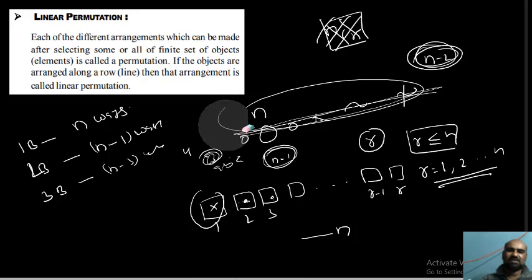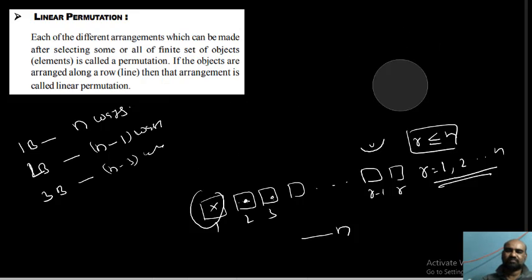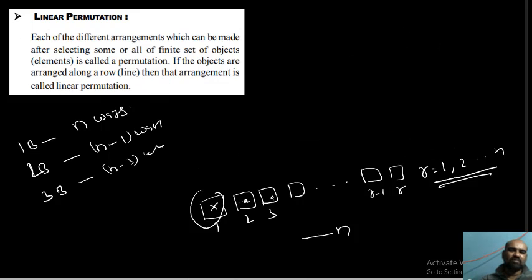Okay, students, listen. First blank: n ways. Second blank: n minus 1 ways. Third blank: n minus 2 ways. Fourth blank: n minus 3 ways. And so on. The rth blank: n minus (r minus 1) ways you can fill.